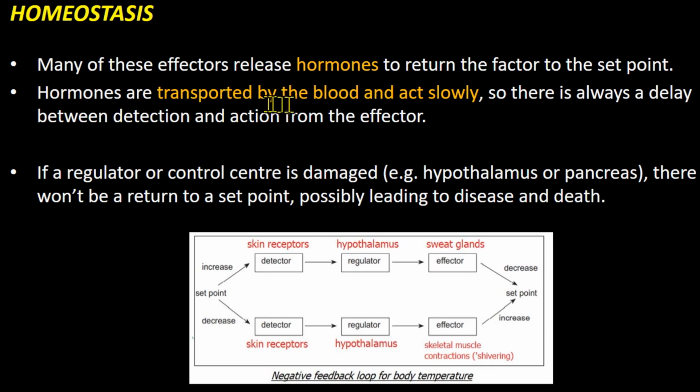Hormones are transported by the blood and usually act slowly, so there's always a delay between detection and action from the effector. So for example, if my blood sugar level gets too high, insulin would have to be released. The insulin would then work to bring my blood sugar level back down. If a regulator or control center is damaged, for example the hypothalamus or the pancreas, there won't be a return to a set point. This could possibly lead to disease and death.